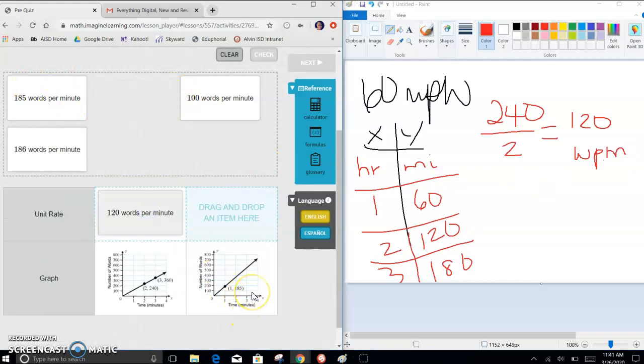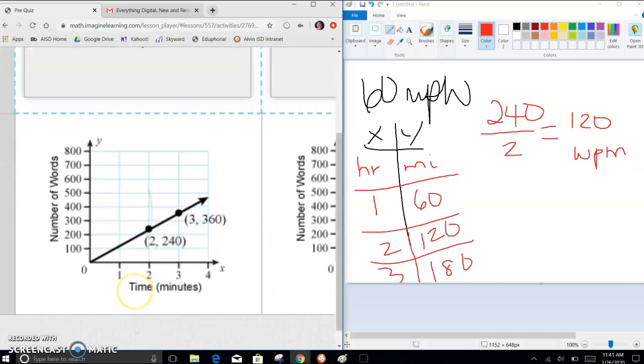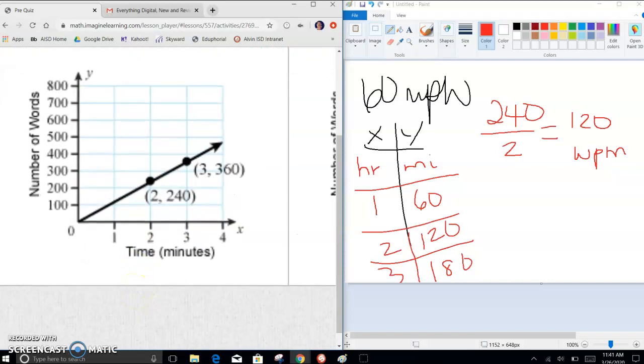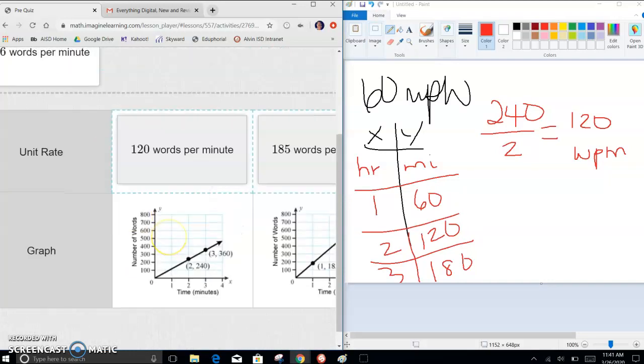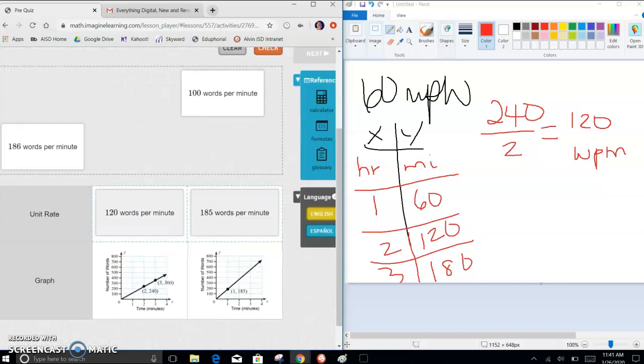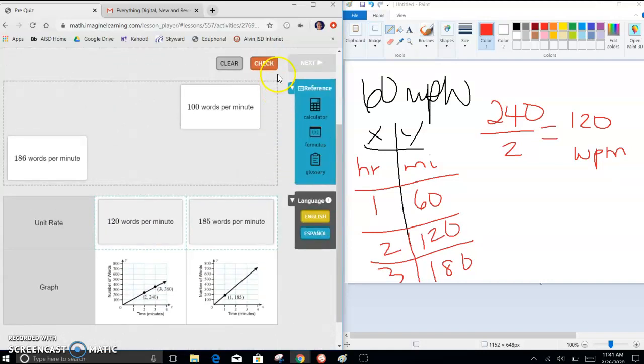Over here, 185 and 1. Well, that's 185 words per minute. Per minute. How many minutes are in a minute? 1. That's the unit. Here, I could have looked at this point right here and saw that that was just a little over 100. If I zoom in, it's not exactly on 100. Okay? All right, let's make sure I don't move my answers because otherwise I'll get it wrong.